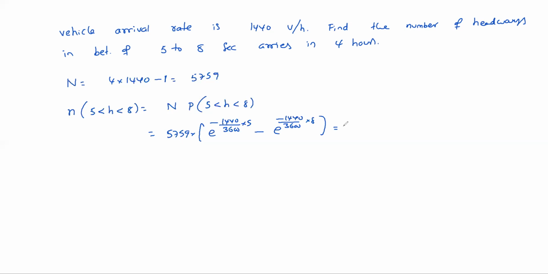How many headways are there? 544.6, so 545. Round 0.6 up. 544.6, sir. Okay, 545. See, 545 headways will be in between 5 and 8 seconds.